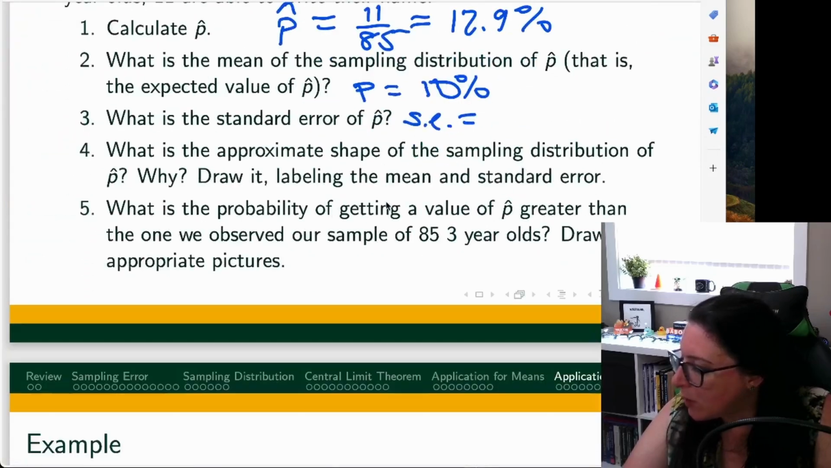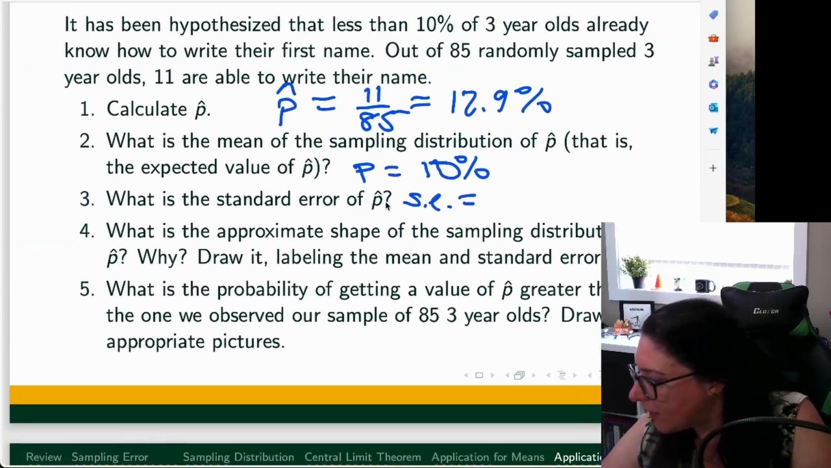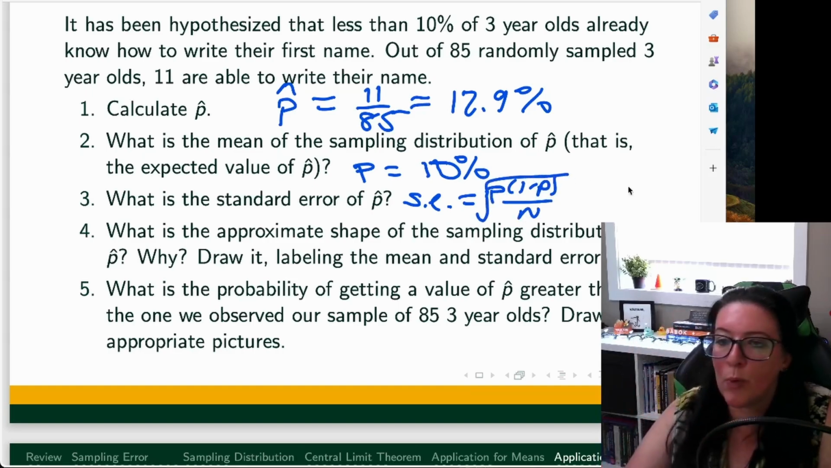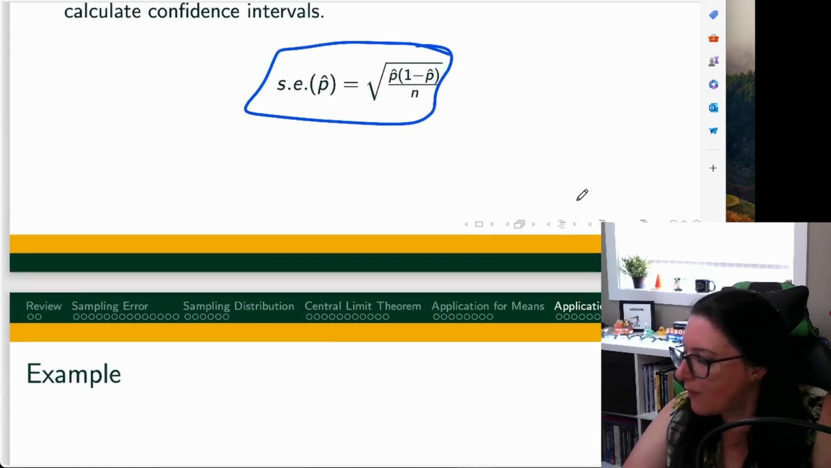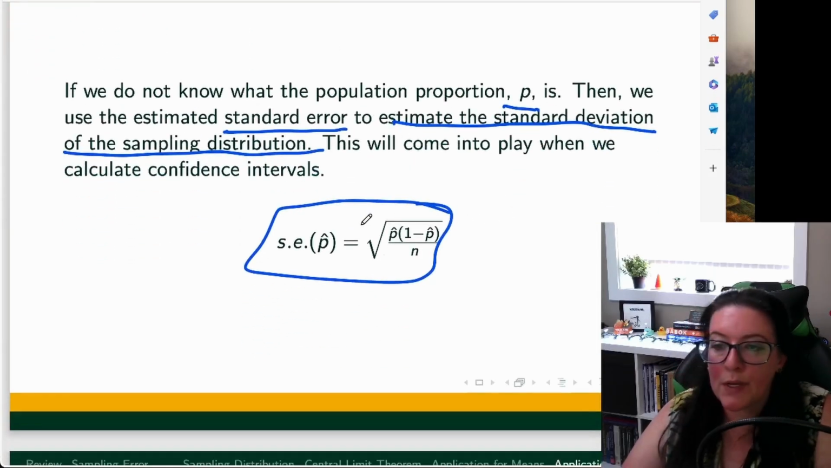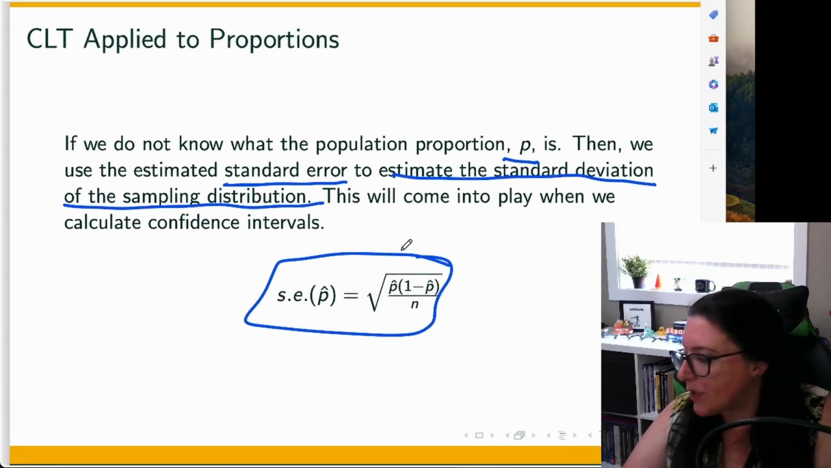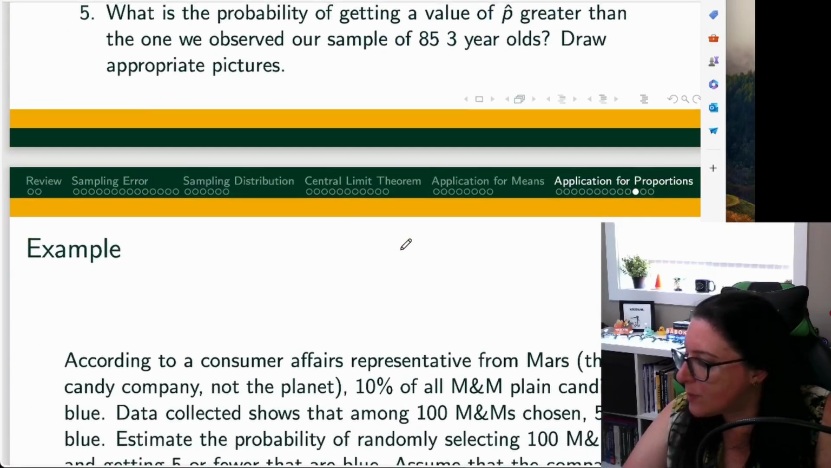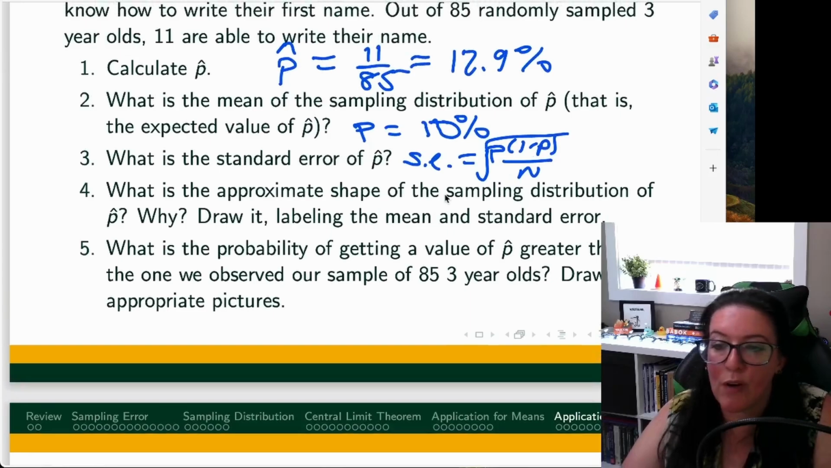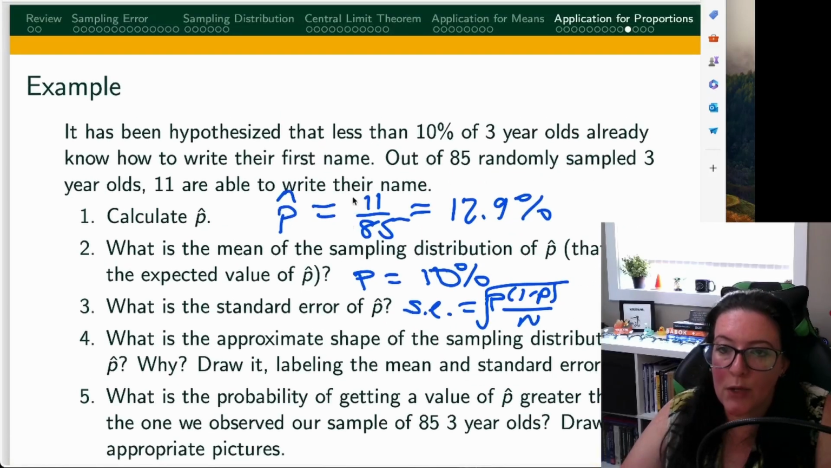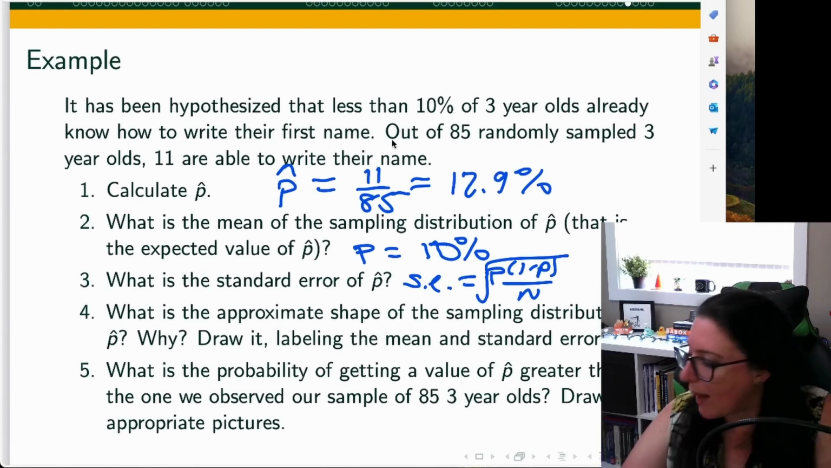Now, when we think that p is a certain value, we'll use that. And when we're doing, say, our confidence intervals and we don't have p, we will use p hat within that calculation. But here we can use p times 1 minus p over n because we are actually looking at it. We think that this is the population parameter.